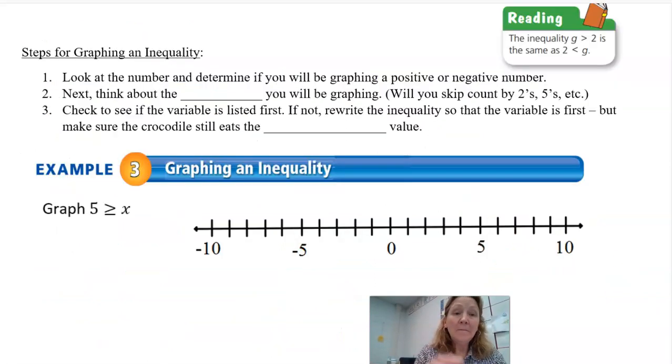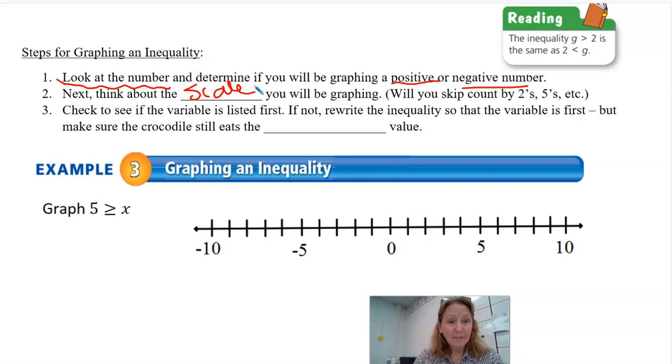Okay, so now the next thing we're going to do is look at the steps for graphing an inequality. This is a little bit of review, and here's the things that I want you to think about. I want you to look at the number, right? The number that's being compared in the inequality, that's what you're going to be graphing. So maybe you want to think about, is it a positive or a negative, and do I know how to make a negative number line? Next, you're going to think about the scale that you'll be graphing.